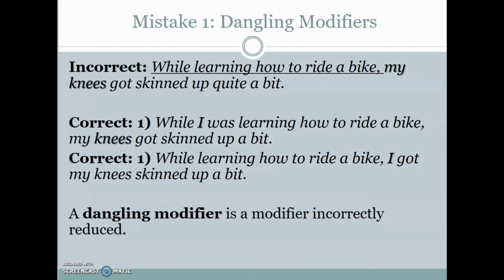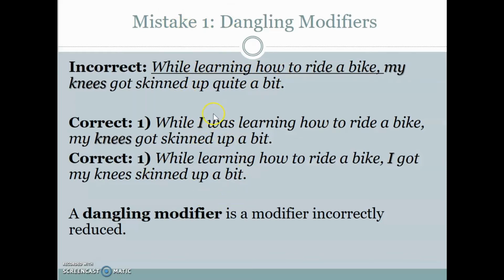So remember, in order to reduce the adverb clause, the subjects have to be the same. So if the subject in the IC is my knees, it has to be the same subject in the DC. Therefore, my knees were learning how to ride a bike, which is, of course, funny and it's incorrect. Therefore, it's reduced incorrectly, and there are two ways to fix this.